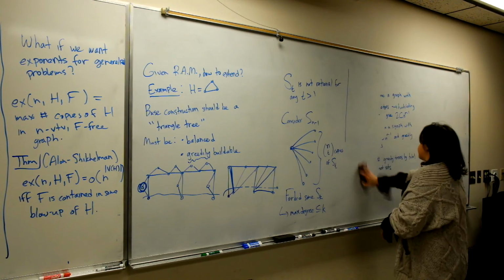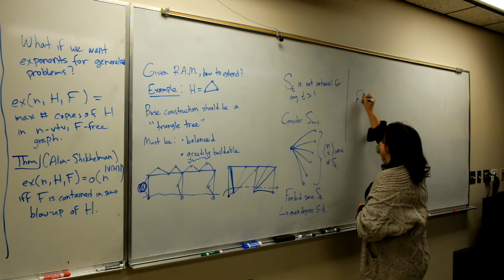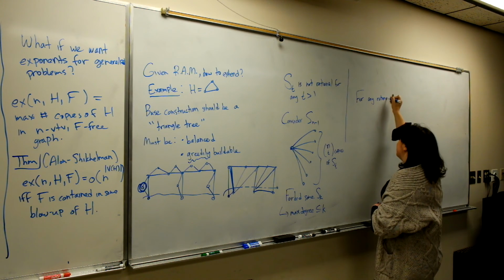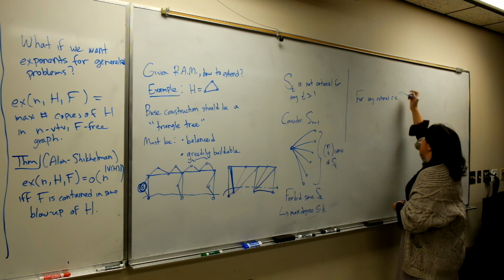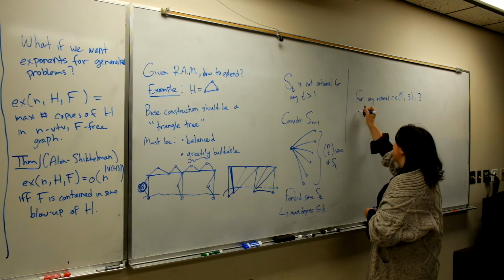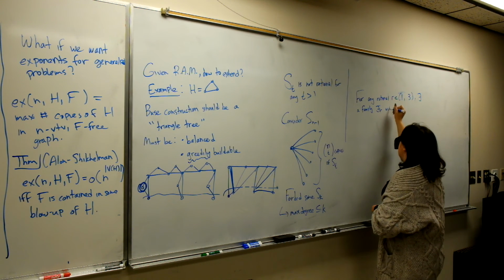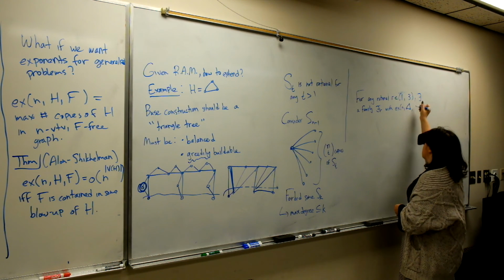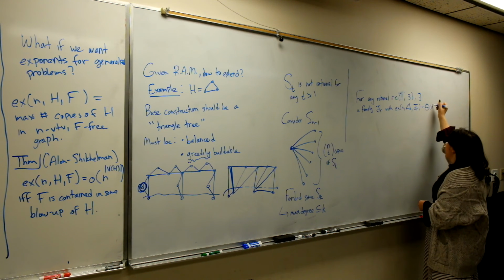Yeah, it really just says for any rational r in the open interval from 1 to 3, there exists a family script F sub r with ex(n, F sub r) equal to theta of n to the r.